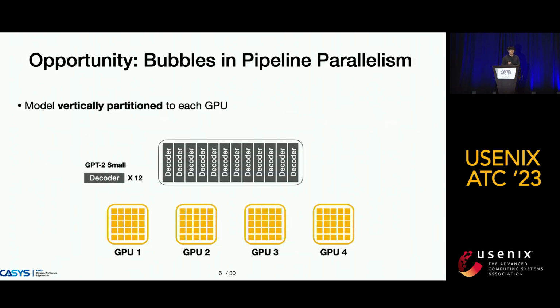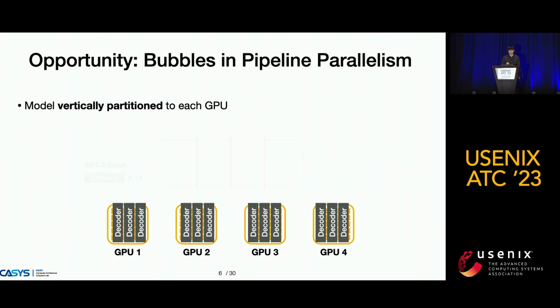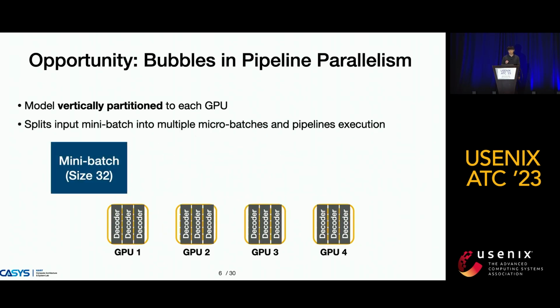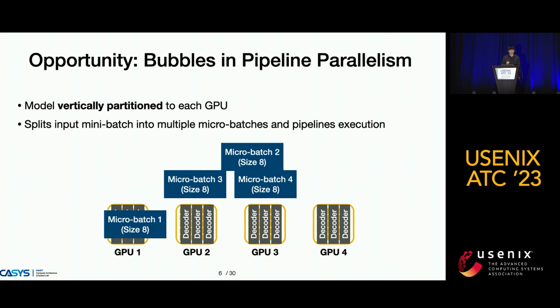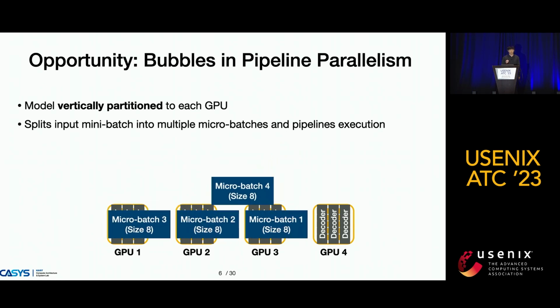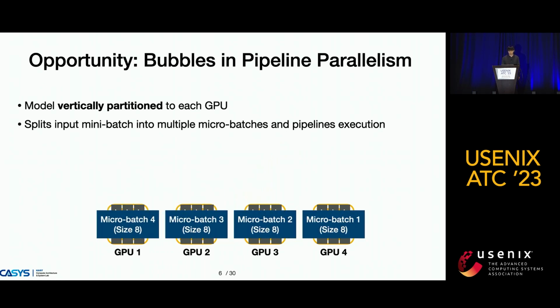The inevitable nature of bubbles in pipeline parallelism is an opportunity to solve this problem. For large models that cannot fit in a single GPU, pipeline parallelism is an efficient technique to train on multiple GPUs. The model is vertically partitioned as evenly as possible to each GPU as pipeline stages. Next, it splits the input mini-batch into multiple micro-batches and pipelines execution.